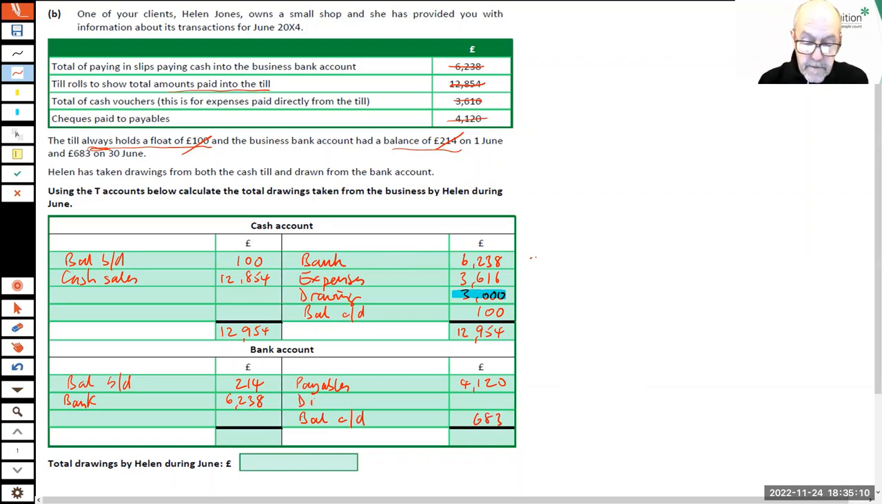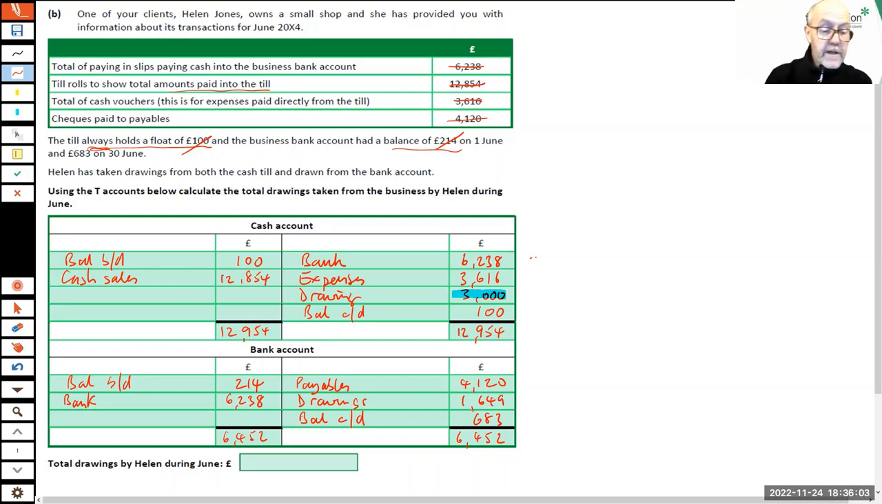And in between, drawings obviously go on the credit side to take money out of the bank, because if they were on the debit side, they wouldn't be drawings. 6,452 on the debit side, 4, a bit under 5. So once again, the debit side has it. The eyes have it. 6,452. We take away from 6,452 the 4,120 and 683. So it's 1,649. She's paid for her holiday.